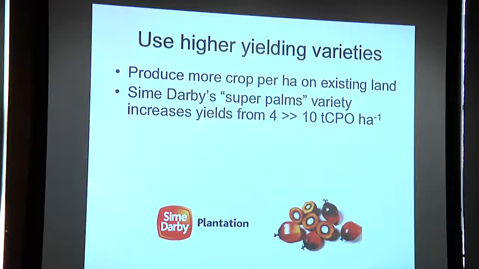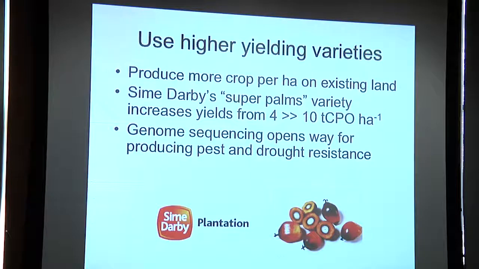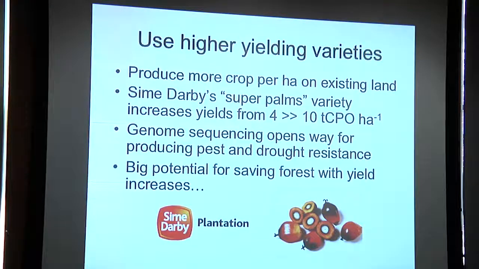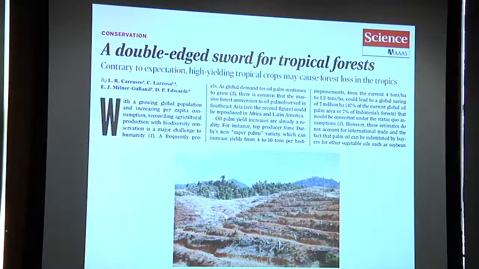So this is Sime Darby's super palms variety. They think they can have a 250% yield increase with this variety to 10 tonnes of crude palm oil a hectare. There's been genome sequencing of oil palm, so we might be able to introduce pest and drought-resistant strains. And this seems great. But while there is big potential to save forest by doing this, there are also potential risks. So myself and Roman and others argued in this article that there are some significant dangers of yield increase.